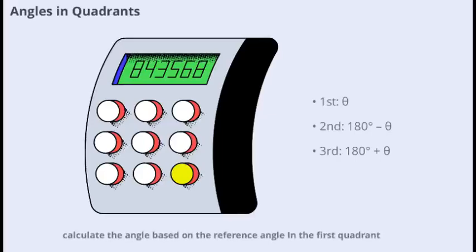Each quadrant has a specific way to calculate the angle based on the reference angle. In the first quadrant, the angle is simply theta. In the second quadrant, it's 180 degrees minus theta. In the third, it's 180 degrees plus theta, and in the fourth, it's 360 degrees minus theta. This system ensures that you can always find the corresponding angle in any quadrant, which is crucial for solving trigonometric equations and understanding the behavior of the functions.